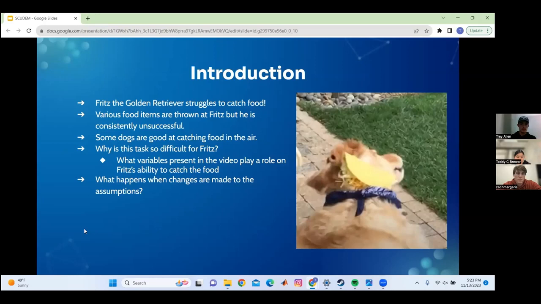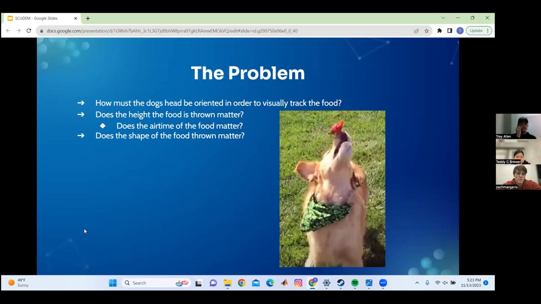Well, we saw lots of different variables present in the video, and we think that they may play a role in Fritz's ability to catch the food. So what happens when changes are made to these assumptions? The problems that we chose to focus on are: how must the dog's head be oriented in order to visually track the food? Does the height the food is thrown matter? Does the airtime of the food matter? And does the shape of the food matter?